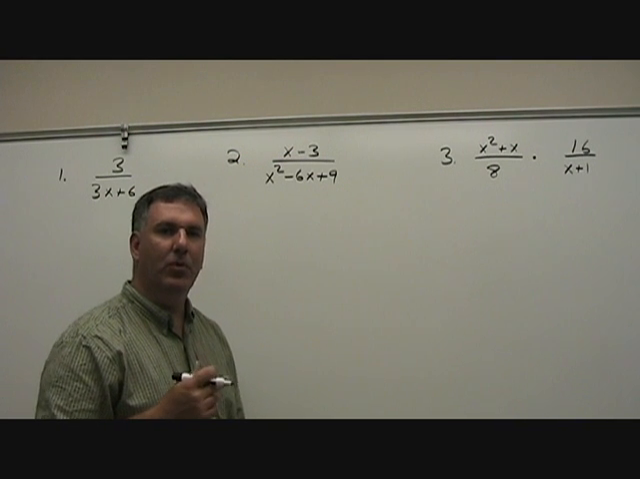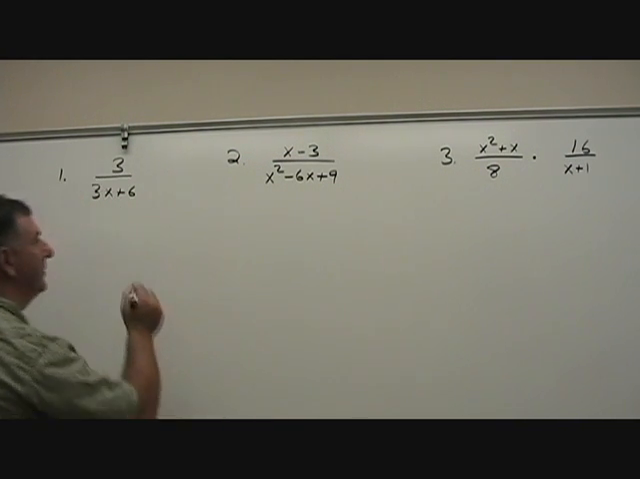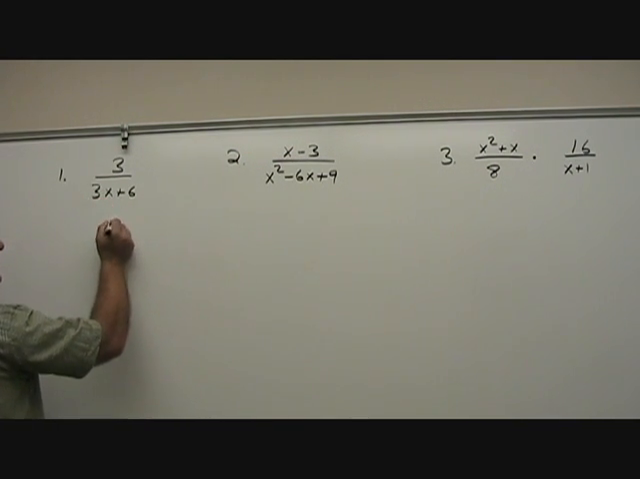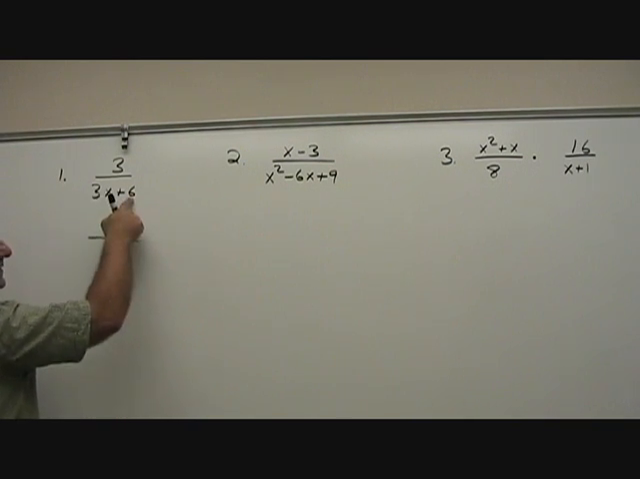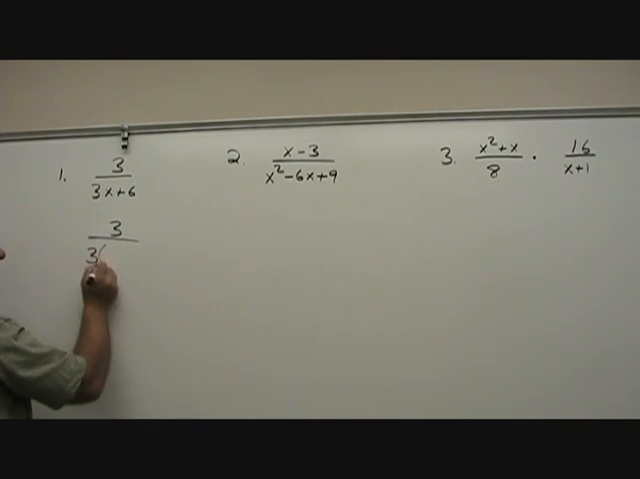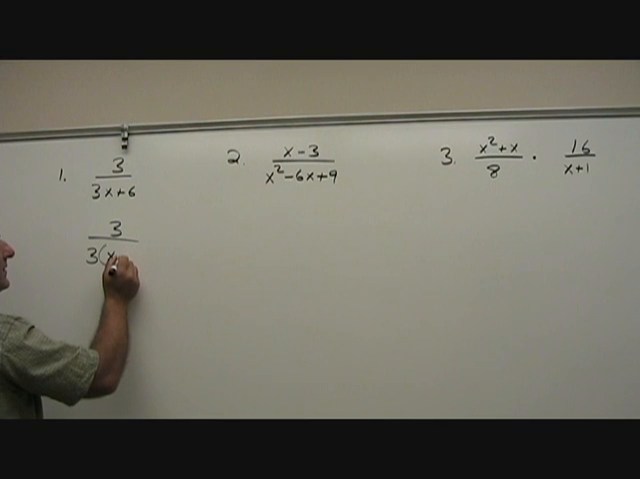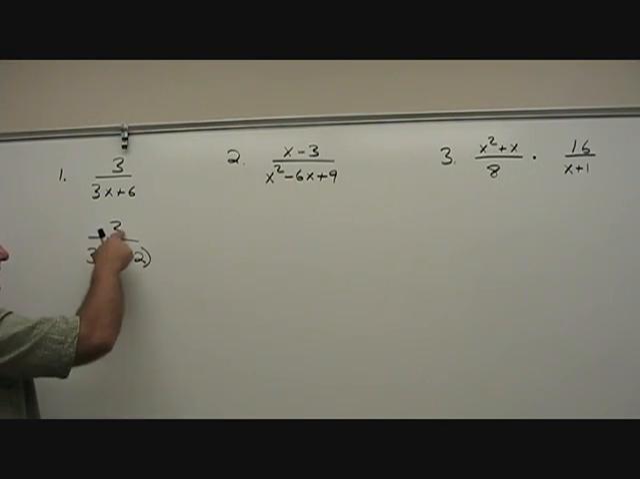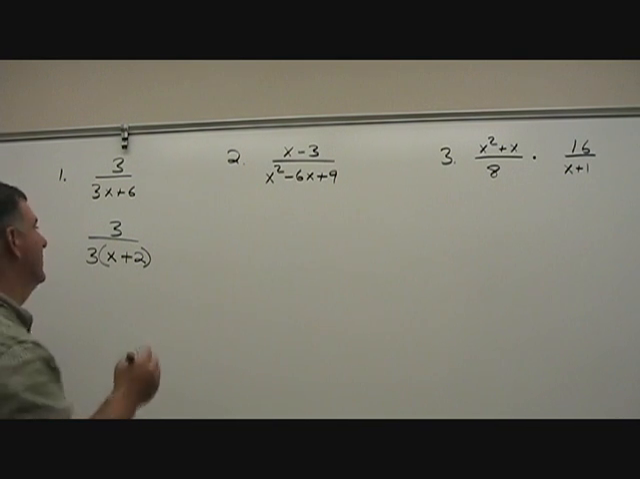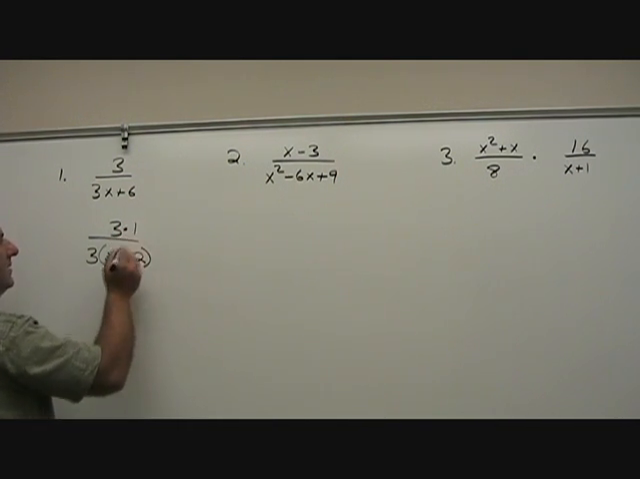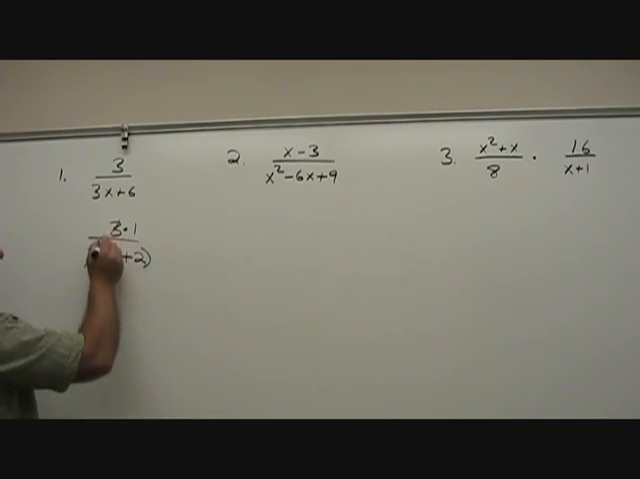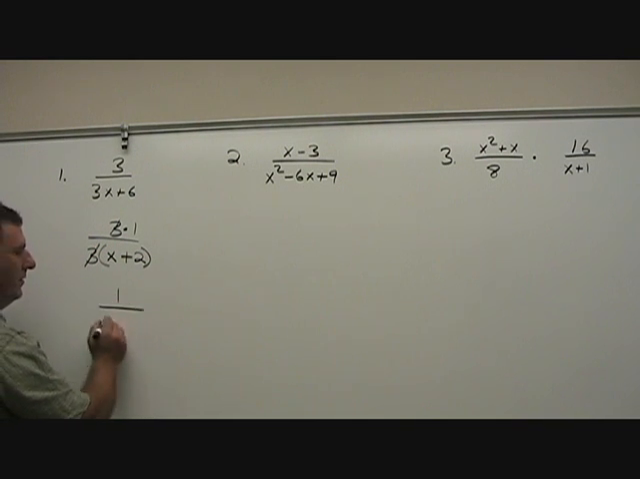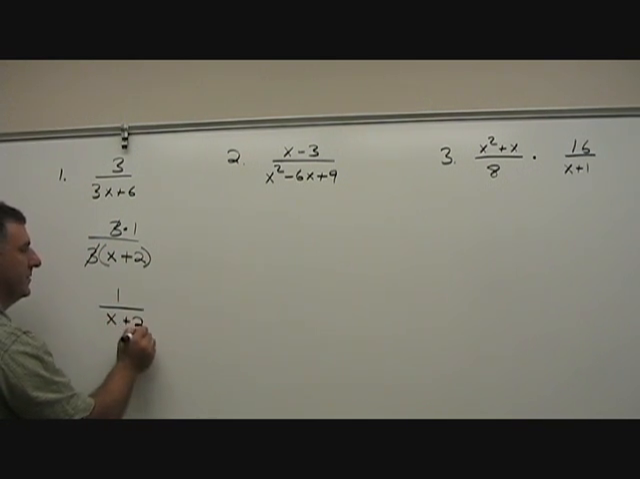In problem number 1, what we need to do is factor the 3 out of the denominator. You have 3x plus 6. You need to factor that 3 out. It'll leave you with x plus 2. Now because we have a 3 and a 3, numerator and denominator, you can think of this as 3 times 1, and the 3's will cancel out, leaving you with 1 over x plus 2.